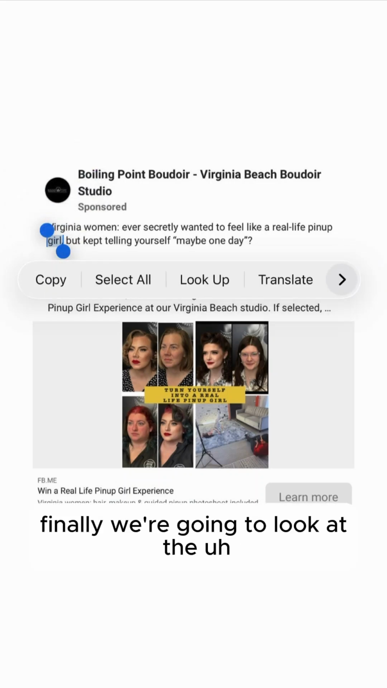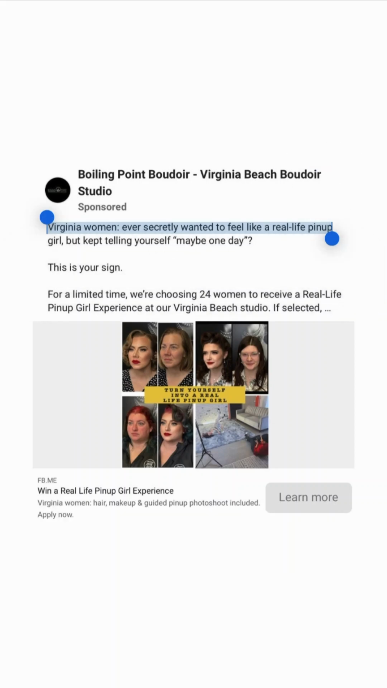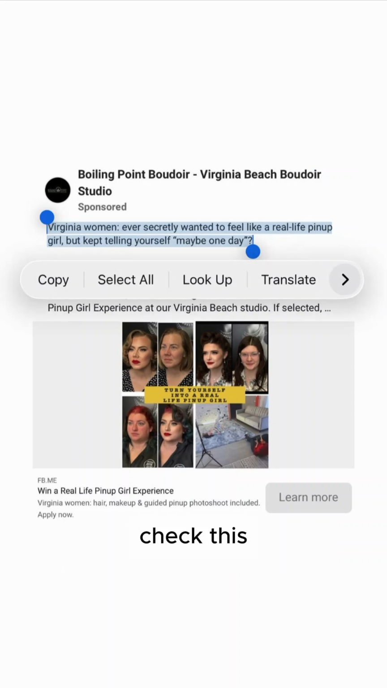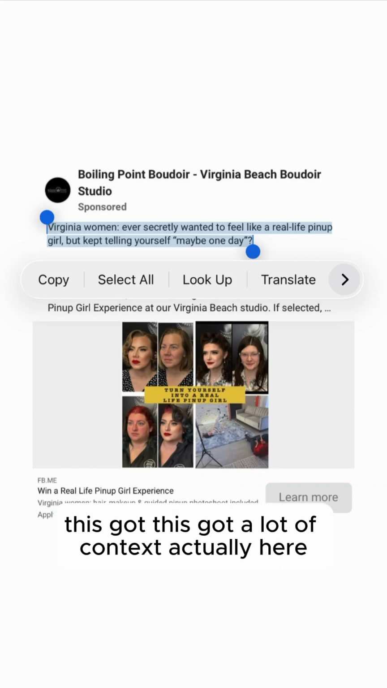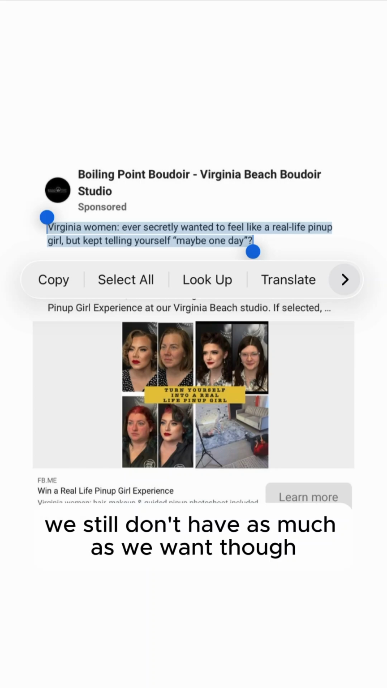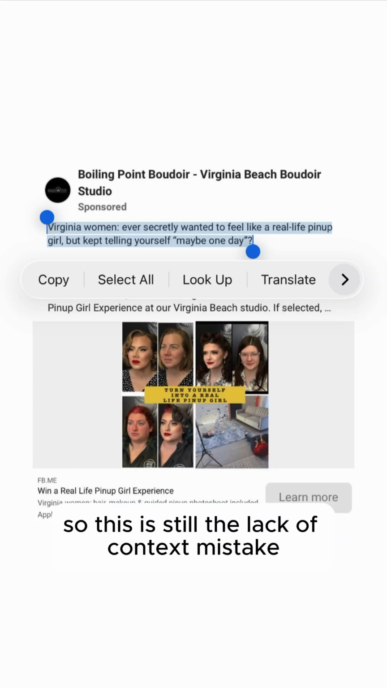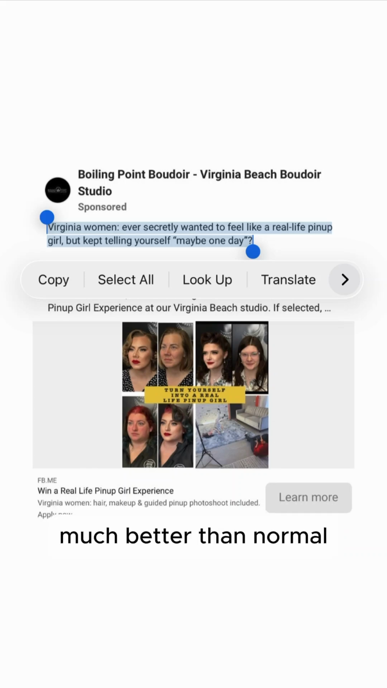Finally, we're going to look at the see more headline. First 2 3/4 lines, Facebook mobile news feed. Check this. Virginia women. Okay. All right. It's got a lot of context actually packed in here. We still don't have as much as we want though. So this is still the lack of context mistake, even though this is much better than normal.